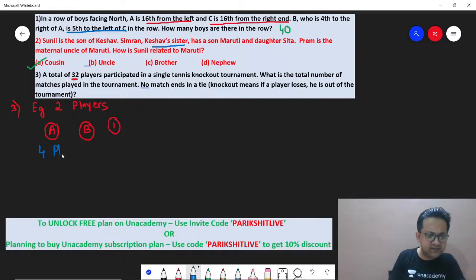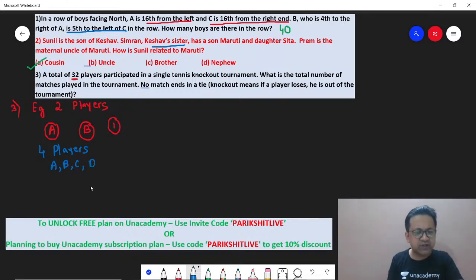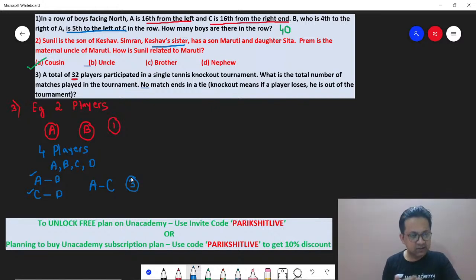4 players could be A, B, C, D. How many matches are required to determine the winner? The first match is between A and B. Next match, let's say C and D. Whoever wins plays the next round, whoever loses is out of the tournament. Let's say A and C win. So A and C will play the final match. Whoever wins becomes the winner of the tournament. Can you see, the total number of matches played in this case is 3. So 4 players, 3 matches.